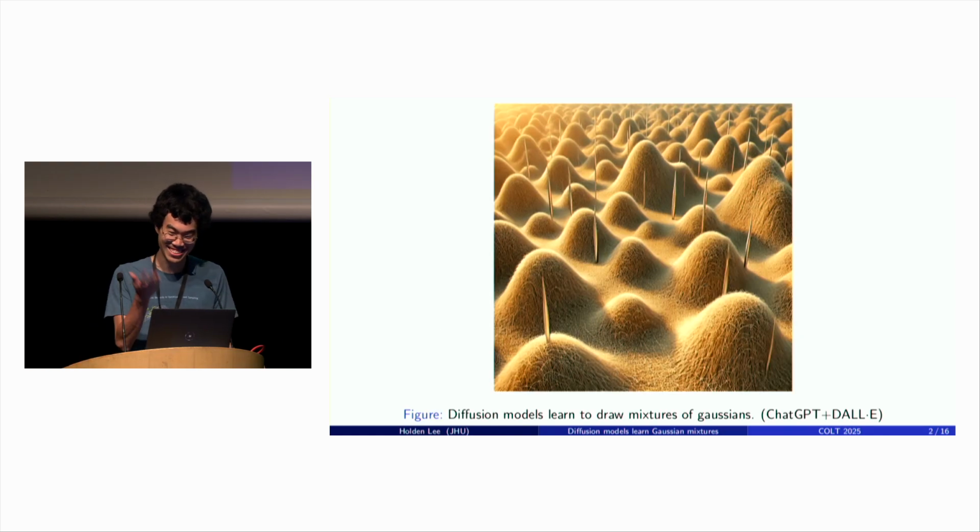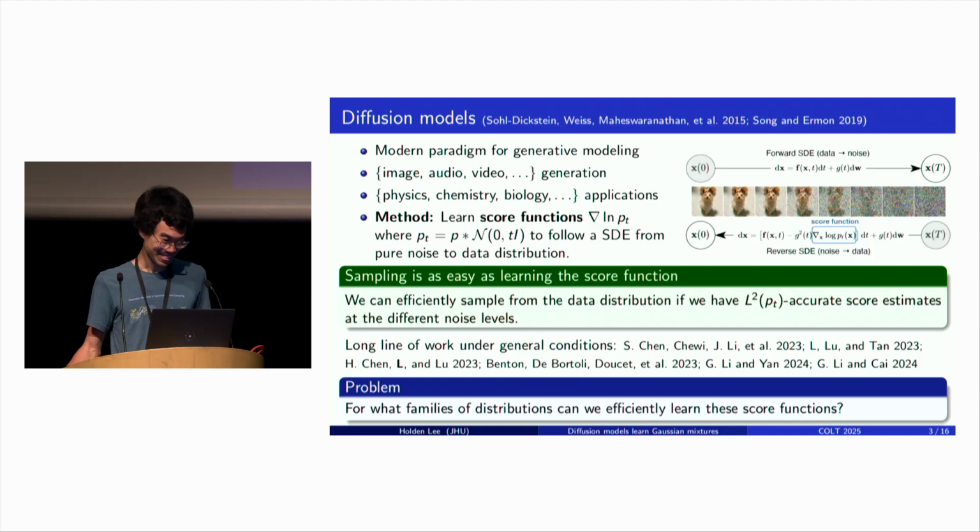Okay, so the first picture, this is drawing a mixture of Gaussians with diffusion models, so giving it the proud title of comparing it to finding needles in haystacks. Okay, so diffusion models are empirically very successful at learning distributions.